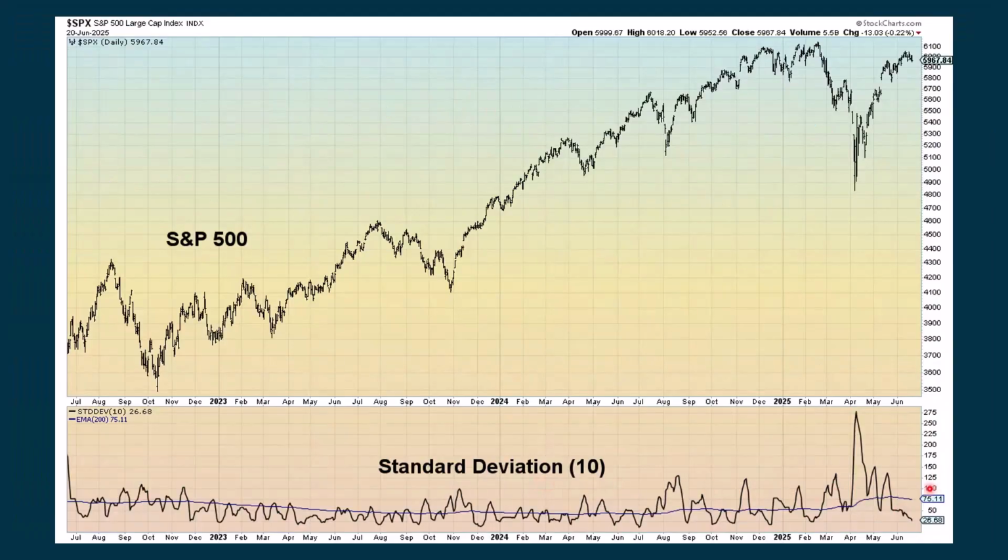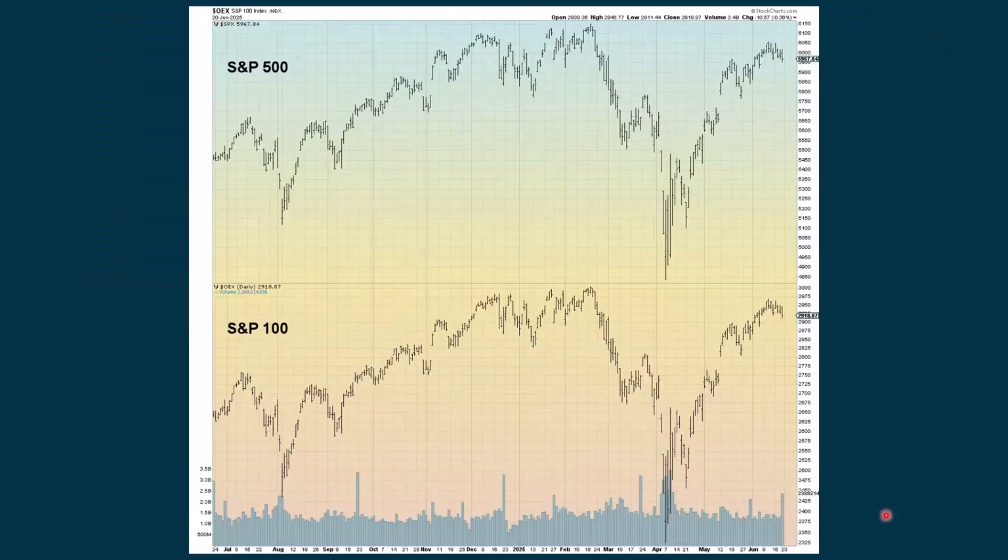And then standard deviation, we really haven't been trending. We've been really leveling off lately as we really came up out of those April lows. And so we're not seeing a lot of movement with the S&P 500 right now. The S&P 500 on top, the S&P 100 in the middle, not really seeing any negative divergence currently.